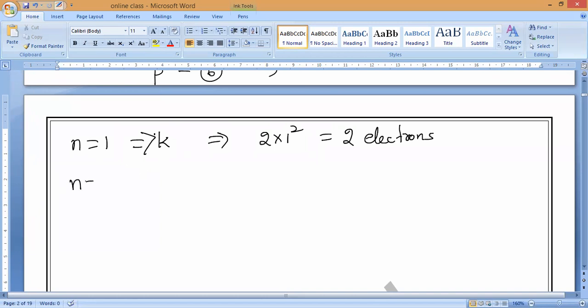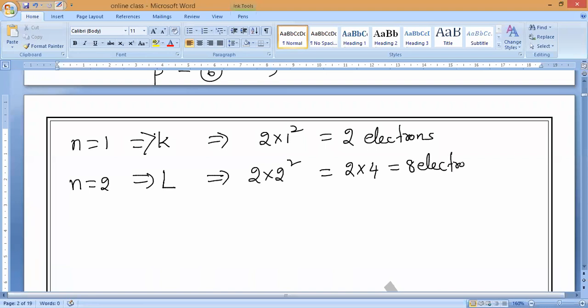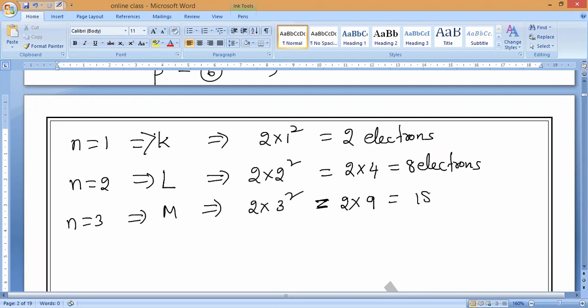Same way, if we take n equals 2, what is the cell name? L cell. So 2 into 2 square, which is 2 into 4, equals 8 electrons. In the same way, if we take n equals 3, the K, L, M shell, it is 2 into 3 square. 3 square means 9, so 2 into 9 equals 18.